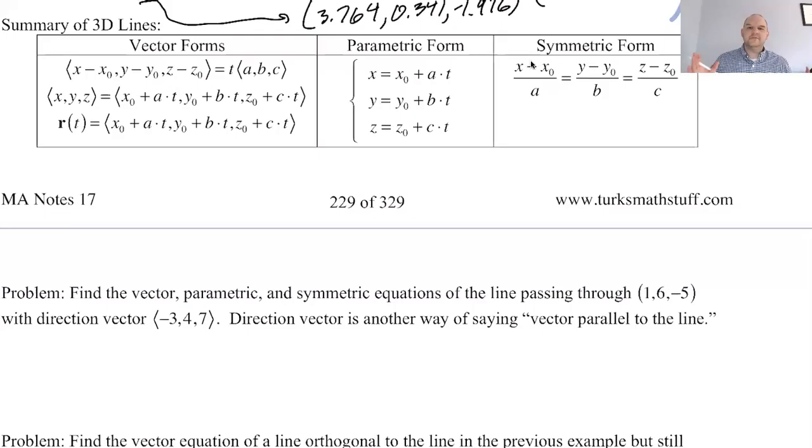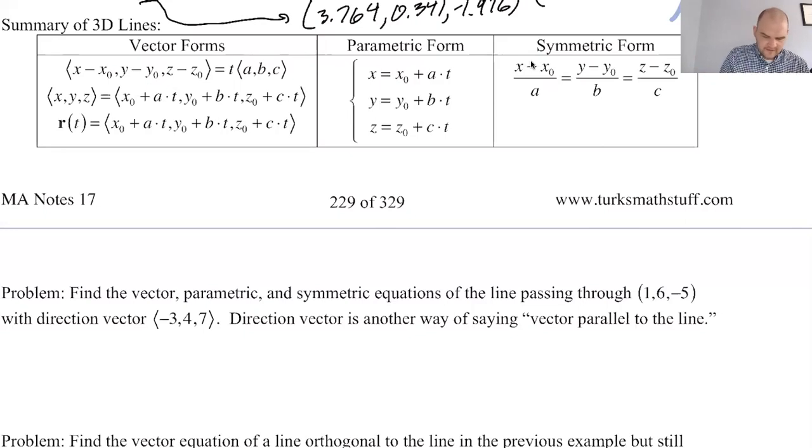All right, I'm here on the bottom of page 229. You can see there's just a summary of the types of equations that you might find yourself writing for lines in 3 dimensions. So vector forms, parametric form, and symmetric form. I find parametric form to be by far the most useful, and I will use it more often than the others by far. Then vector form comes next. Pretty much always use that top form there.